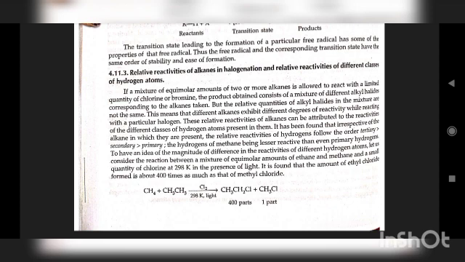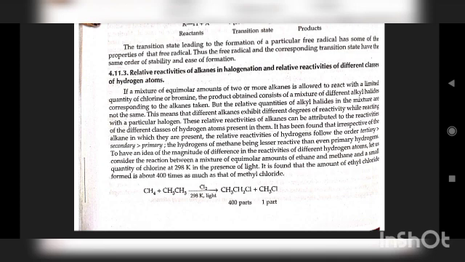These relative reactivities of alkanes can be attributed to the reactivities of different classes of hydrogen atoms present in them. It has been found that irrespective of the alkanes in which they are present, the relative reactivities of hydrogen follow the order tertiary, secondary, primary, the hydrogens of methane being less reactive than even primary hydrogens.